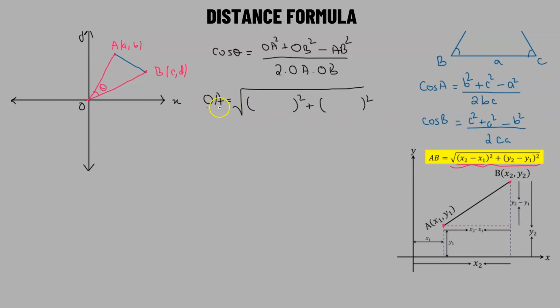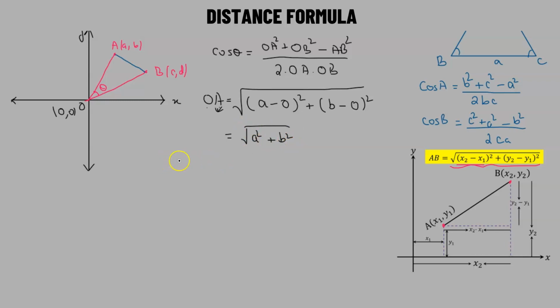Since we have OA, we will start with the x coordinate of A first. The x coordinate of A is a, and from it we subtract the x coordinate of O. Now O being the origin, its coordinate is simply (0, 0), so the x coordinate of O is simply 0. Then moving on to the y coordinate part, we start with the y coordinate of A first, that's b, and from it subtract the y coordinate of the origin O, so that's also 0. Fine. So this is going to give us the square root of a squared plus b squared. We'll keep this aside.